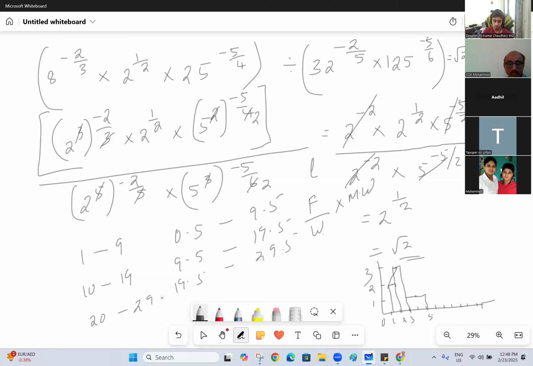Sir, what if the difference is 3? Will we divide by 2? Yes, 3 by 2 is 1.5. Whatever the difference is, divide by 2, subtract that and add that. Whatever the difference between the upper limit of one class and the lower limit of the next: if the difference is 1, 1 by 2 is 0.5. If the difference is 2, 2 by 2 is 1. Subtract 1, add 1.